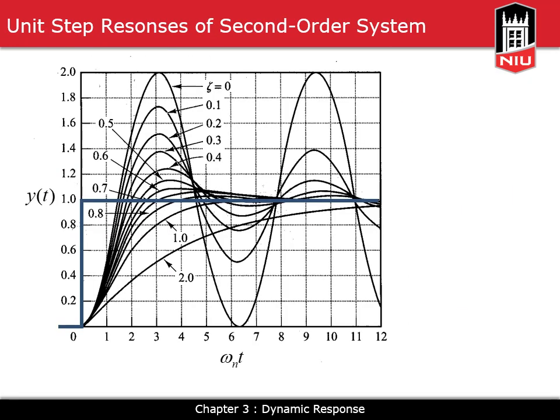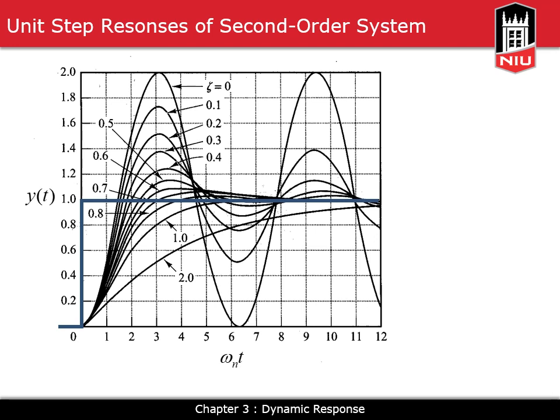Speaking of a standard second order system, here we can take a look at possible unit step responses of a standard second order system. By unit step response, we mean the response of the system when the input is a unit step function. The output could be one of those black lines that you can see here. Depending on the value of zeta, the shape of the response will be determined.